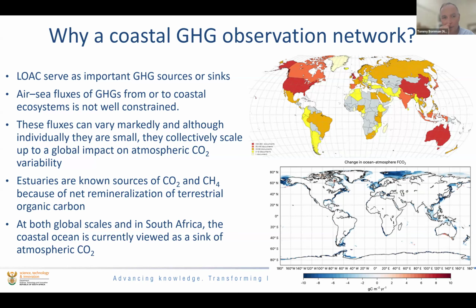So air-sea fluxes of greenhouse gases from or to coastal ecosystems are not well constrained from that top graph. But also if you look at the bottom graph, that shows you the changes in air-sea flux around the world. And the big problem there is that we are seeing in some areas the changes, but in other areas we've actually never sampled. So we don't have data to measure if change has been taking place in these habitats or ecosystems.